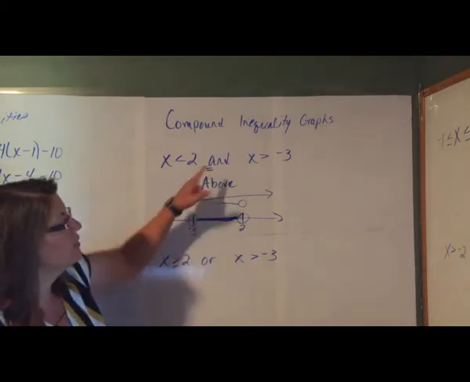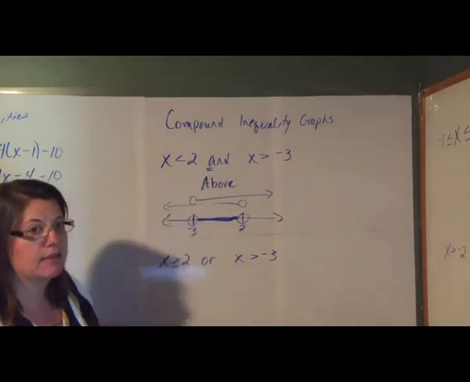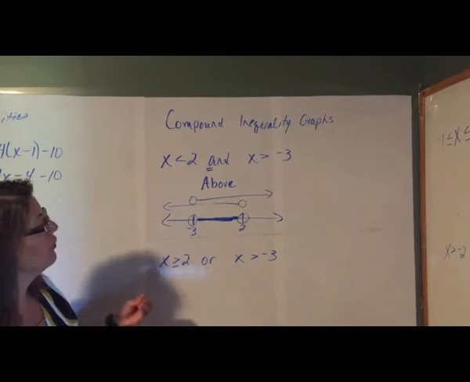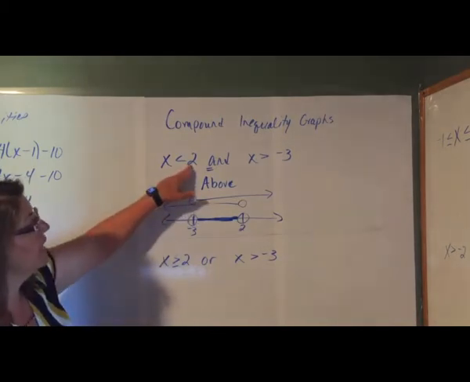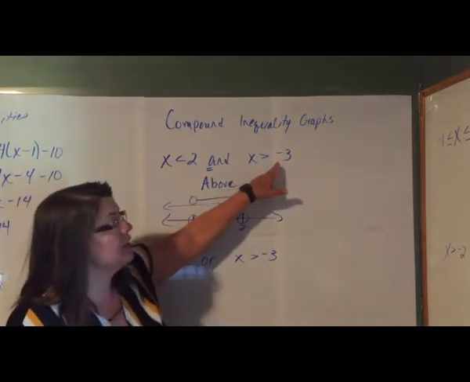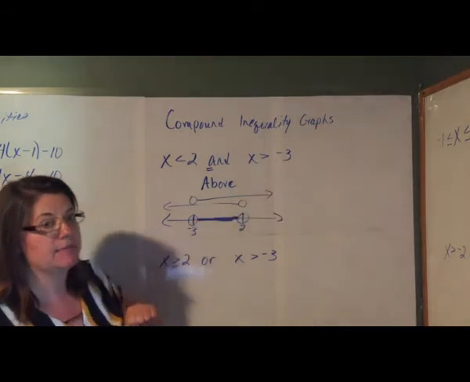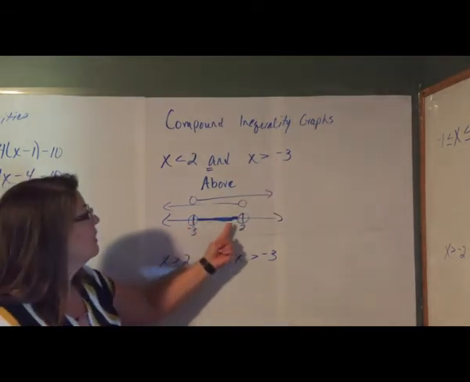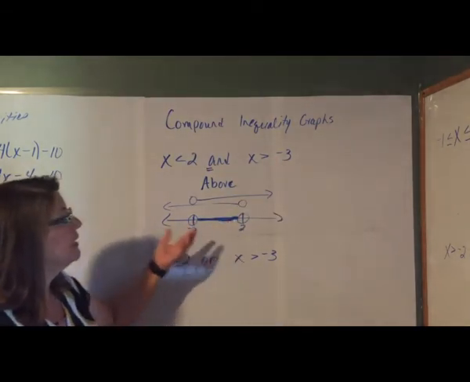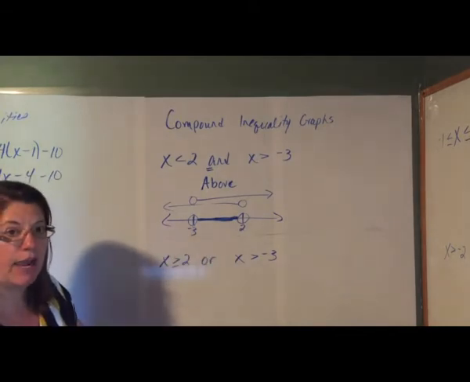So you have to really consider what the word "and" means. You have to have numbers graphed that are both less than 2 and greater than negative 3 at the same time. And the numbers between those two would be included in that graph.